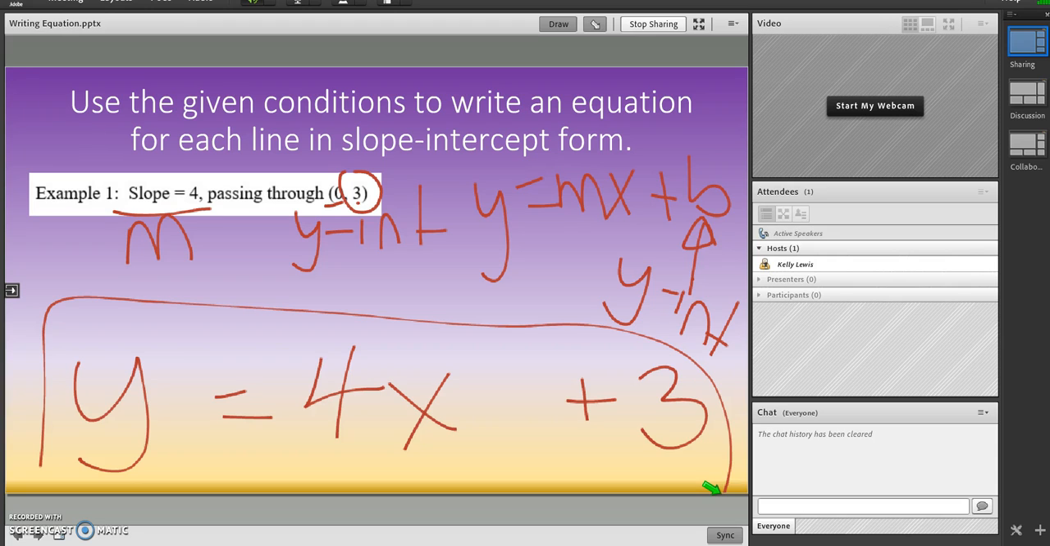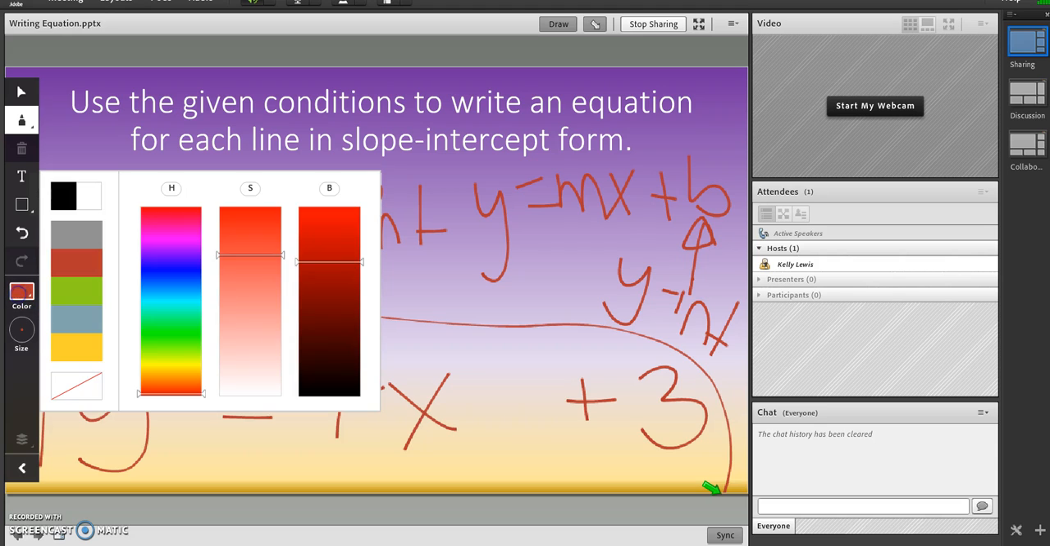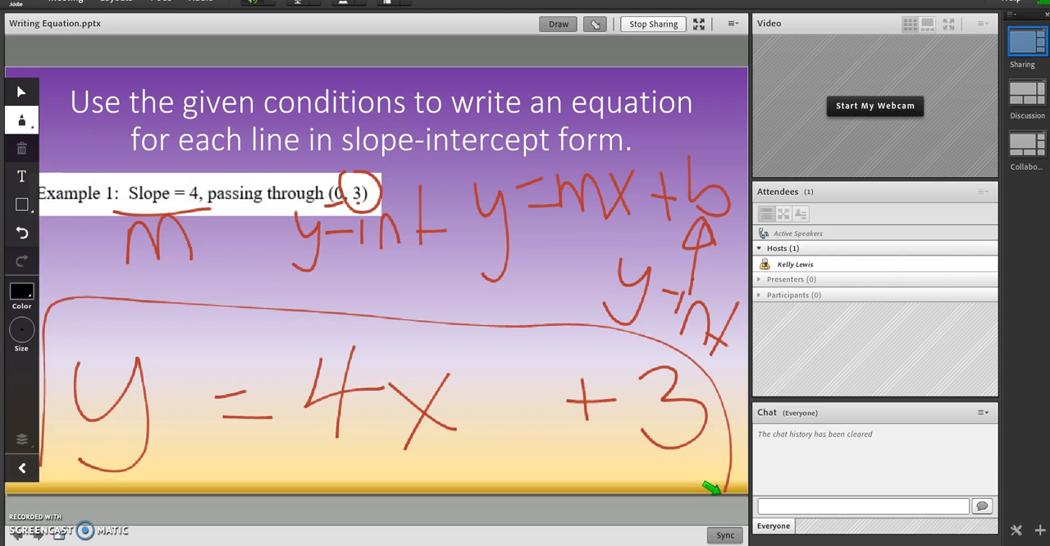That's for real all there is to it. This question could have been asked like, if slope is 4 and y-intercept is 3, write the equation. And it's the same answer. So you can ask the question a couple different ways. Let's do another one that's a little harder.